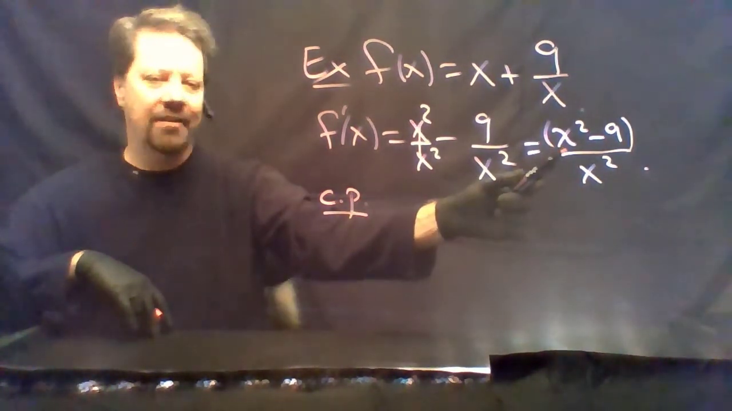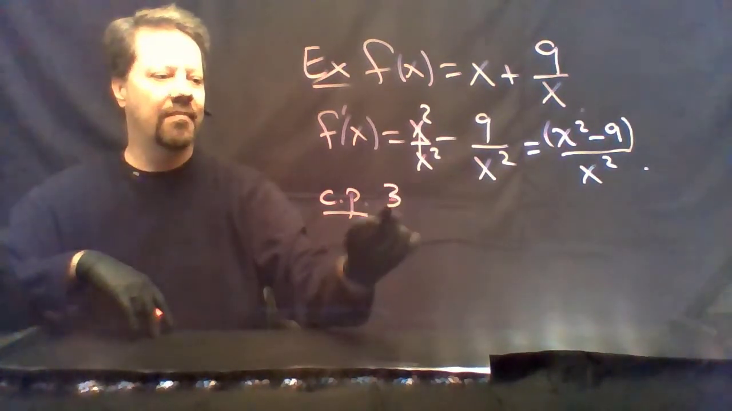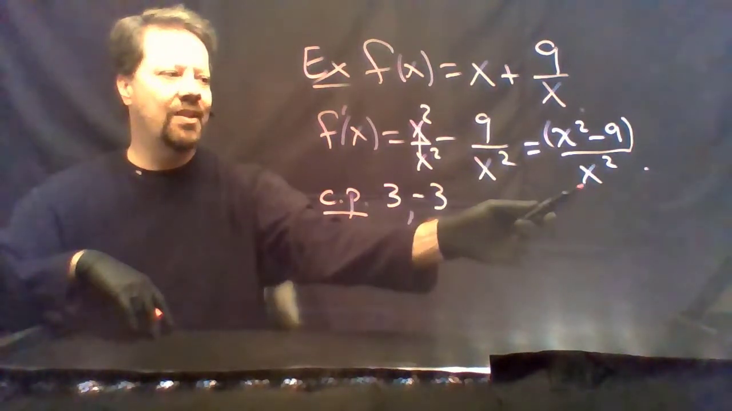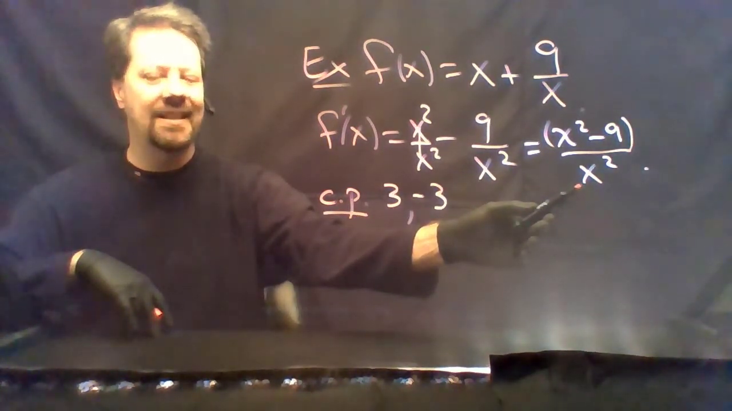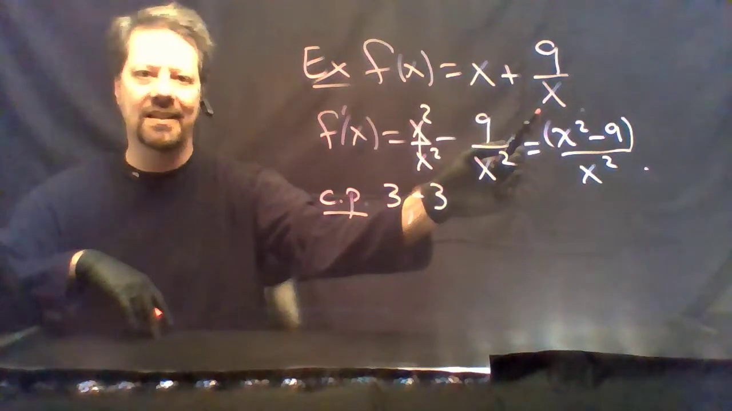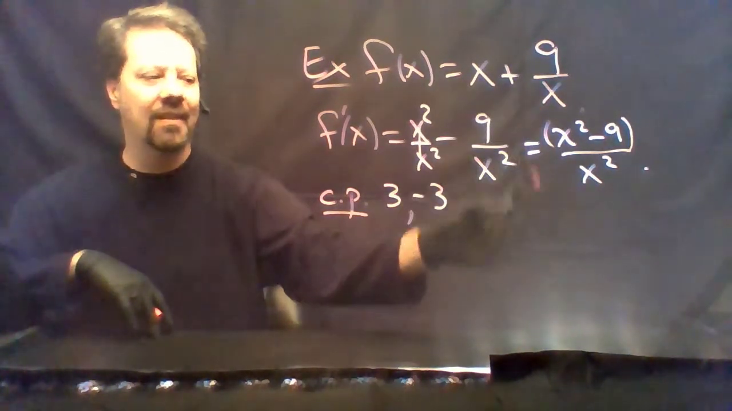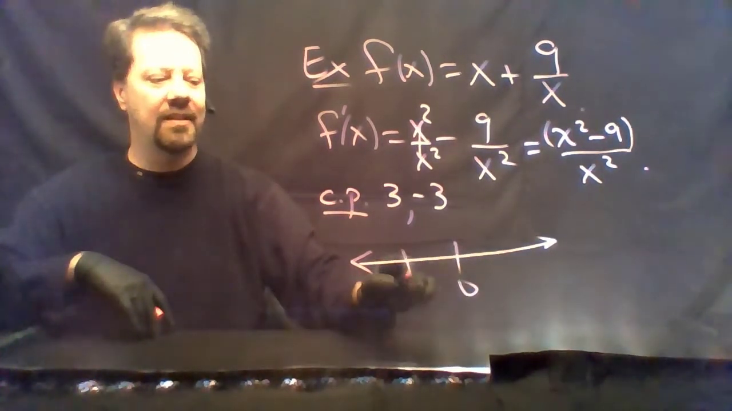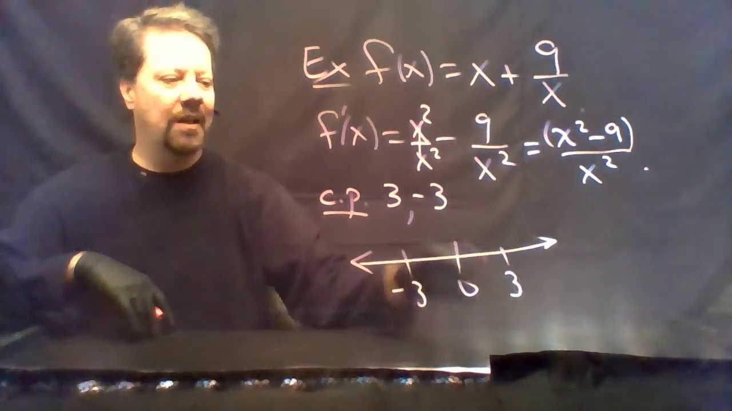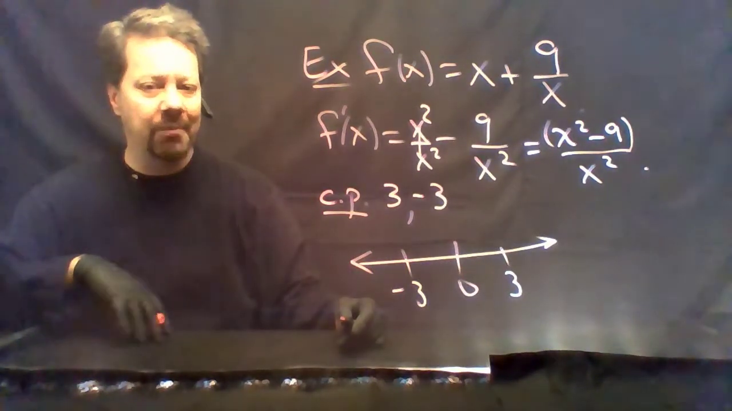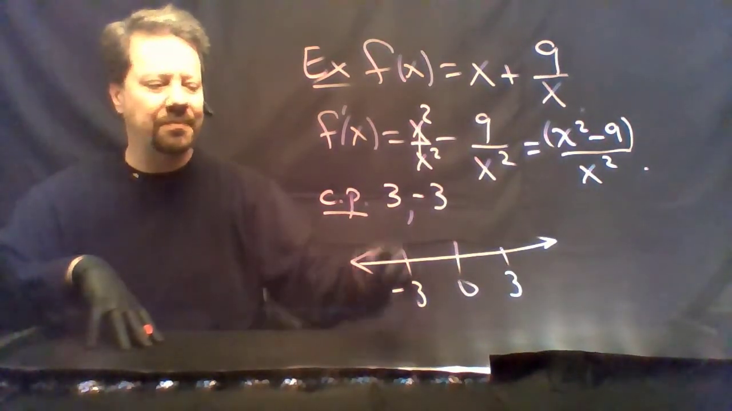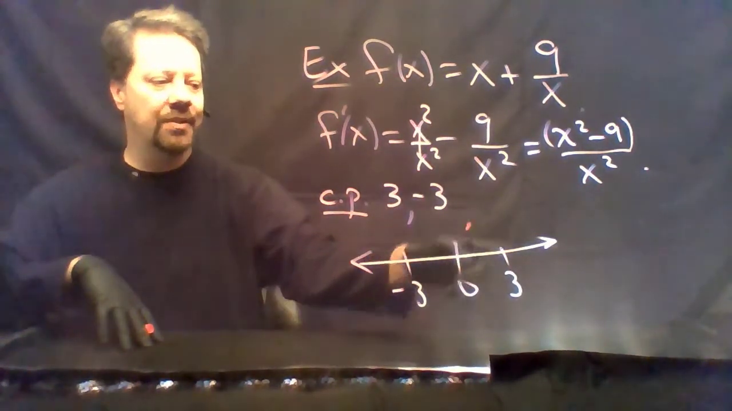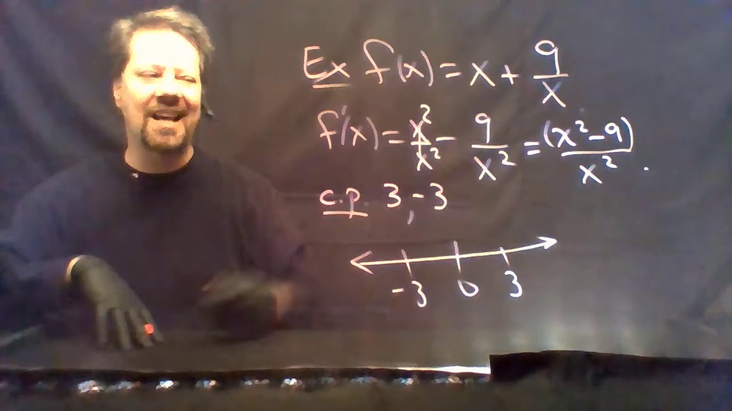The critical points are at 3 and negative 3. Don't forget the negative 3. Notice that 0 is not a critical point because it's not in the domain of the function. But that doesn't mean that we don't plot it. Yes, we'll plot 3 and negative 3, but we will also plot points not in the domain, namely 0. Now we'll plot one point within each of the resulting 4 intervals to determine the sign of the derivative.